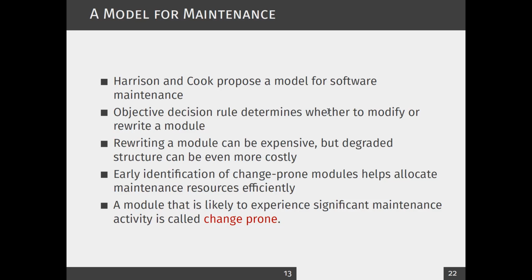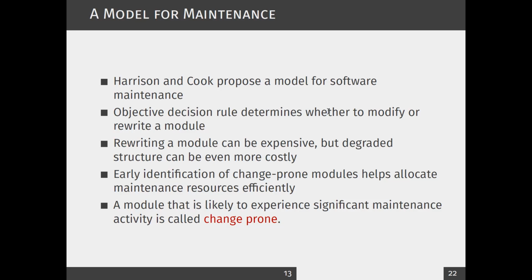So when we say a module is going to have significant maintenance activity, or module A may cost a lot of money, we call it change prone. So early identification of change-prone modules is very important, right? Before you implement, whether the module changes, whether it will take more time to fix, identifying it early is very, very important, because then you can allocate maintenance resources effectively.